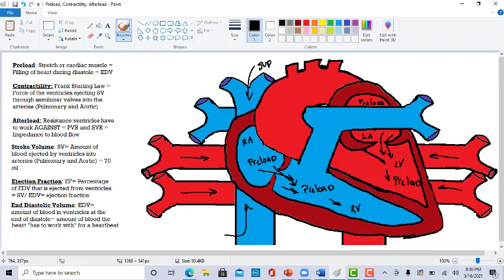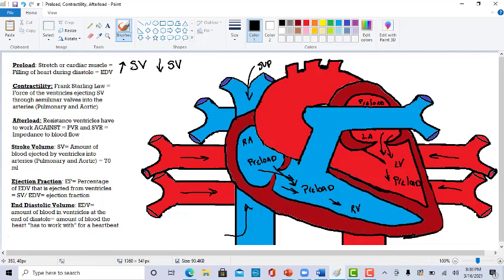So if you think about how this is going to affect stroke volume, the more full your heart is before systole, the more blood that has filled your heart, the greater your stroke volume is going to be. So if you increase your preload, you're going to increase your stroke volume. If you decrease your preload, you're going to decrease your stroke volume, okay?